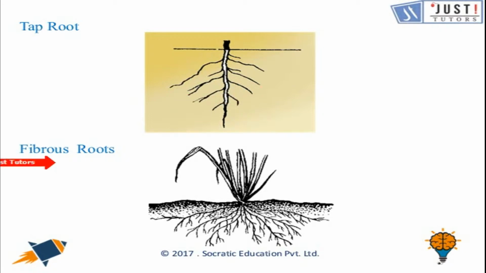Now we have fibrous roots. As the name suggests, fibrous. So here we have lots of branches. In taproot you just have one. If I give you an example of a taproot, take an example of a carrot or radish. Now let's move forward here.